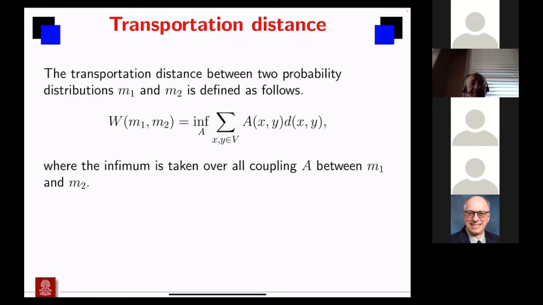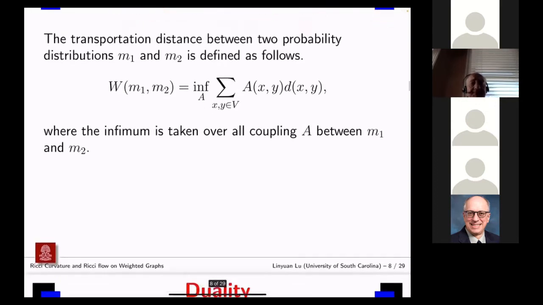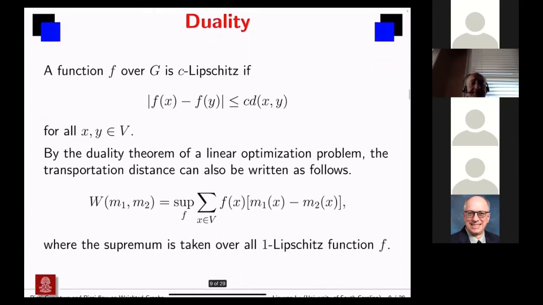So any linear optimization problem has a dual problem, so you can define the distance another way using the dual problem. The dual problem is defined using Lipschitz functions. So what's a Lipschitz function? It's a function from the vertices to R, such that the difference between f(x) and f(y) is at most a constant C times d(x,y). Usually we put C equal to 1, which is called 1-Lipschitz. The transportation distance can also be expressed as the supremum of the sum of f(x) times (m1(x) minus m2(x)), taking the supremum over all 1-Lipschitz functions.